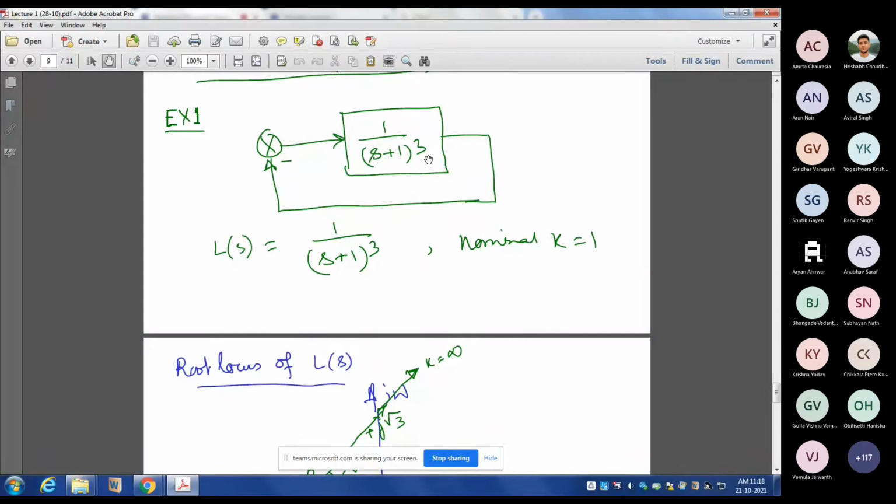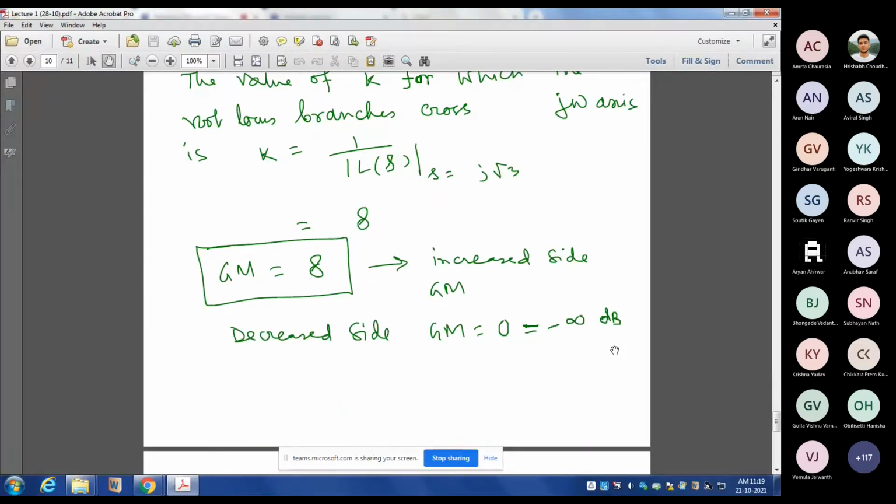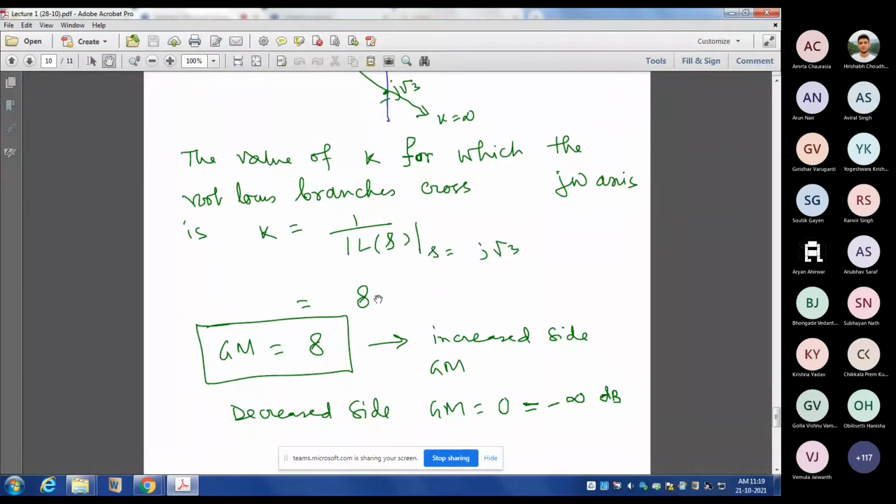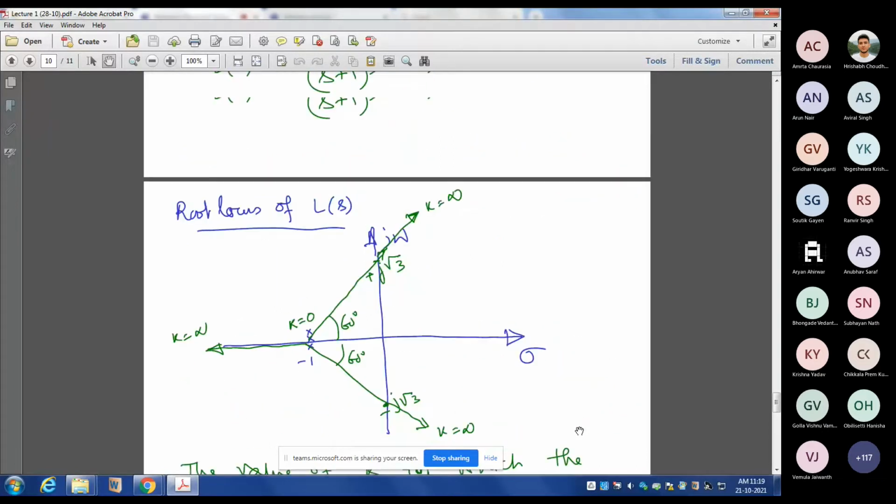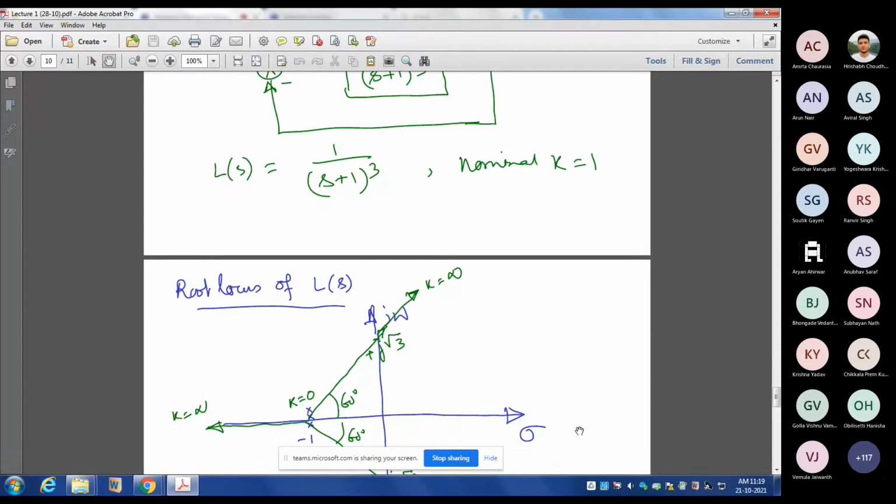I have written 0, or you can also say it as minus infinity in terms of dB. If you write, it will be minus infinity dB. If it is infinity, then it will be plus infinity dB. The upper gain margin can be plus infinity dB. Here the upper gain margin is 20 log base 10 of 8. The lower gain margin is minus 20 log of 0, that is minus infinity dB. So this is the concept of your lower gain margin and upper gain margin.